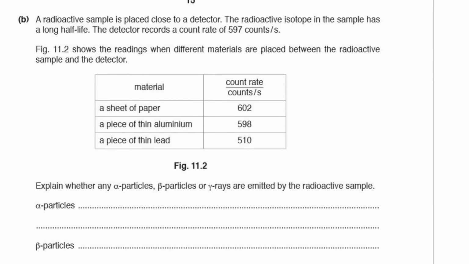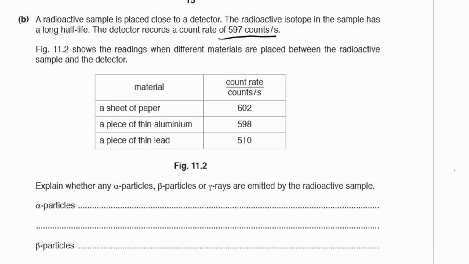B. A radioactive sample is placed close to a detector. The radioactive isotope in the sample has a long half-life. The detector records a count rate of 597 counts per second. Figure 11.2 shows the readings when the different materials are placed between the radioactive sample and the detector. Explain whether any alpha particles, beta particles, or gamma rays are emitted by the radioactive sample.